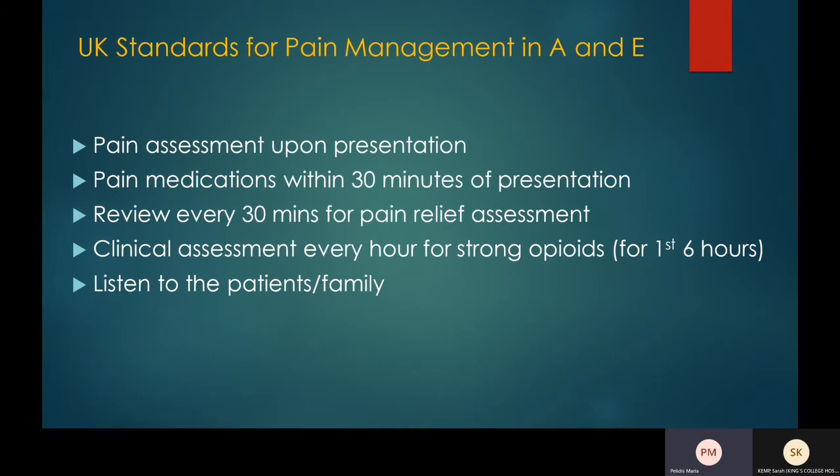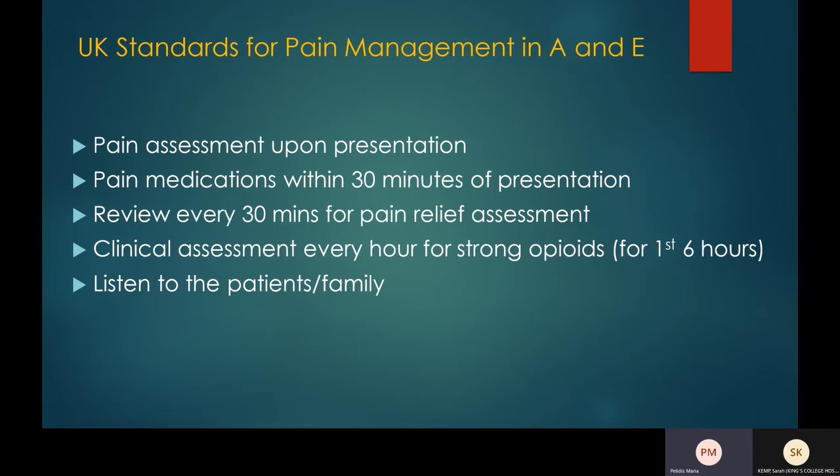Now, the UK standards for pain management in A&E for people with sickle cell disease is that the pain should be assessed upon presentation to A&E. And patients should receive pain medications within 30 minutes of presentation. And they should be reviewed every 30 minutes to assess how well the pain relief is going. And if patients have received strong opioids, they should have a clinical assessment every hour for the first 6 hours that they are in hospital.